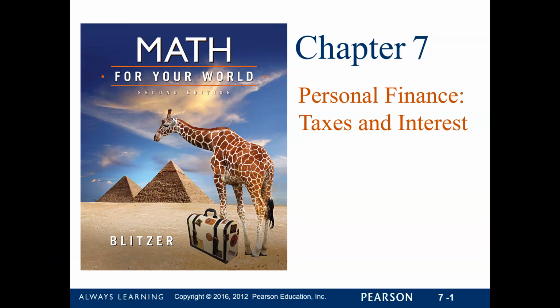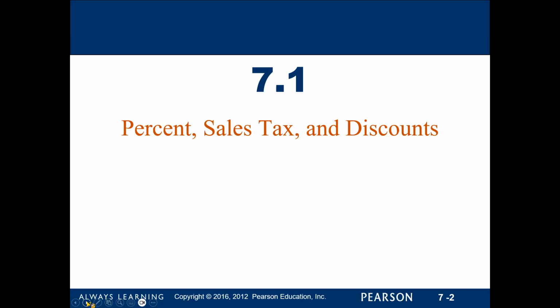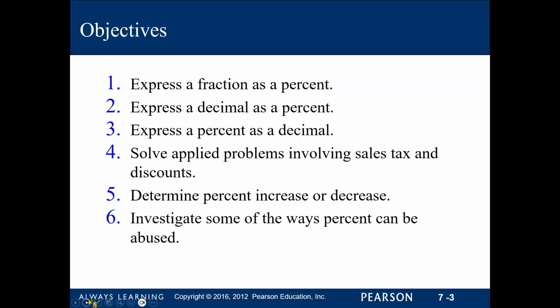Hi, so we are going to start Chapter 7, Personal Finance, this time, and we will be working on taxes and interest for Chapter 7. And we begin with 7.1, which will cover percent, sales tax, and discounts. So for this topic, we will be expressing fraction as percent, decimal as percent, and percent as decimal. And then, of course, solve word problems involving sales tax and discounts, and also work with percent increase or decrease.